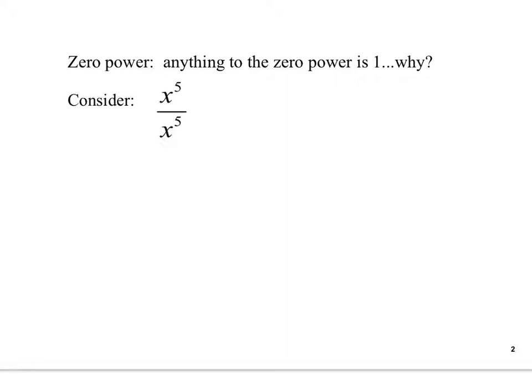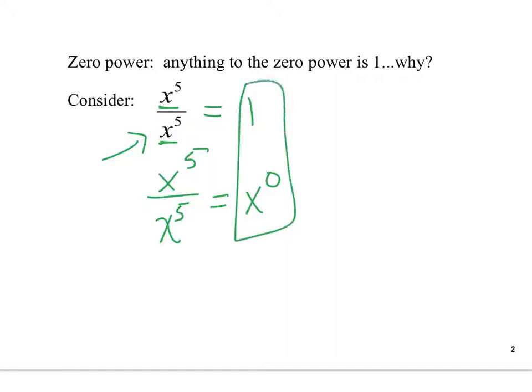Why, you ask? Well, there's a few ways you can think about this. If you look at this problem right here, if we do this the normal way, anything divided by itself is 1. You just know that. This is x to the 5th over x to the 5th, that's 1. But if you think about it a slightly different way, when you're dividing x to the 5th by x to the 5th, you subtract your exponents, and 5 minus 5 is 0. So these two things are exactly the same. They came from the exact same problem. So anything to the 0 power is 1.